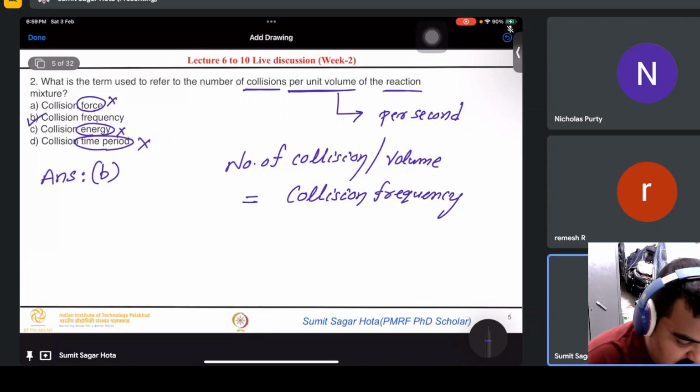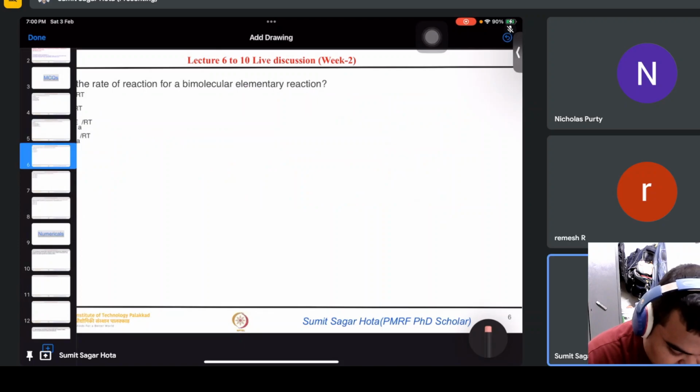One way we can relate it: we assume all reactants are spheres, and then how frequent is the reaction, how many collisions occur per second. In terms of collisions per second, frequency, why is it written so? Because of the particular control volume.